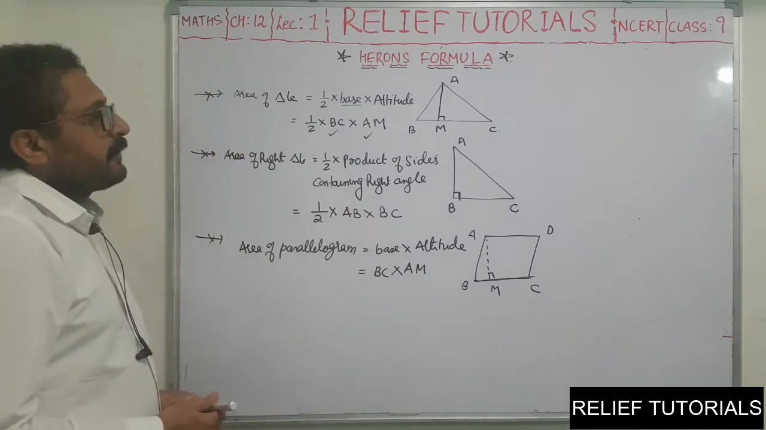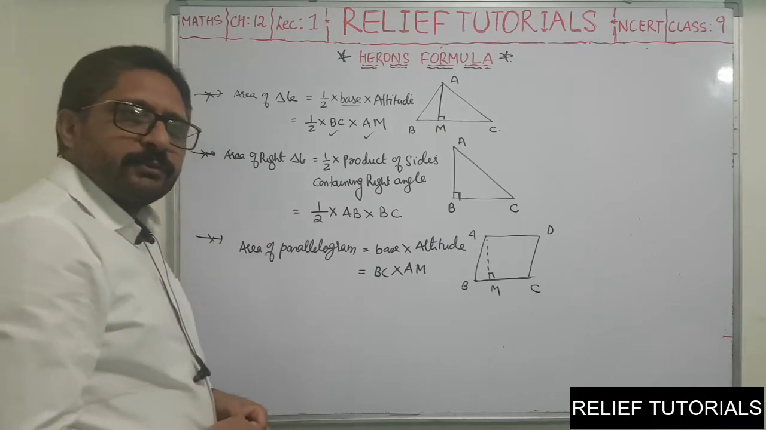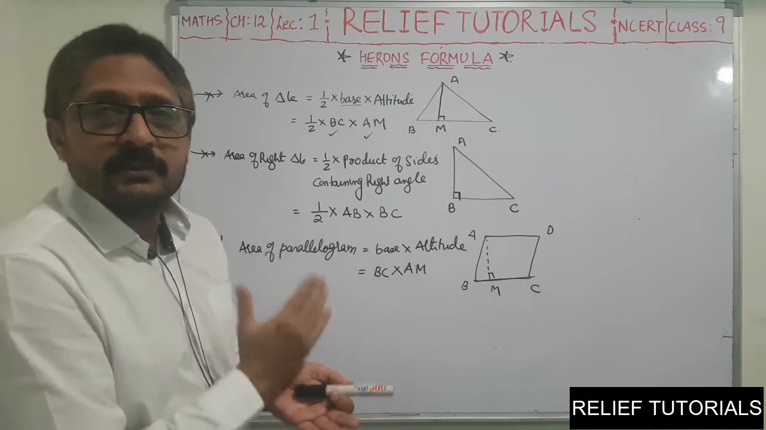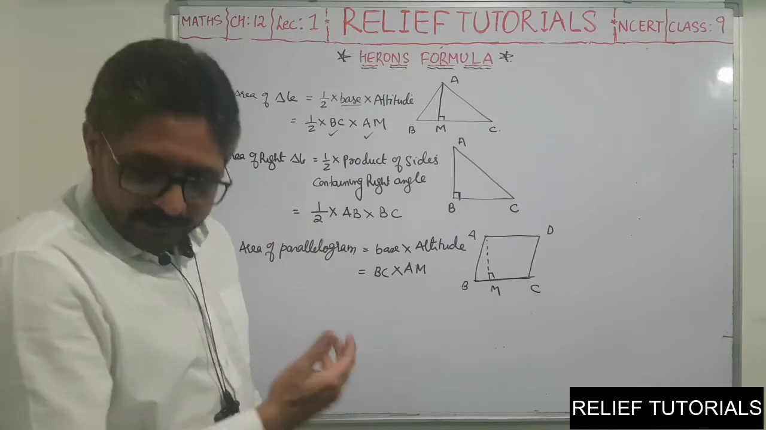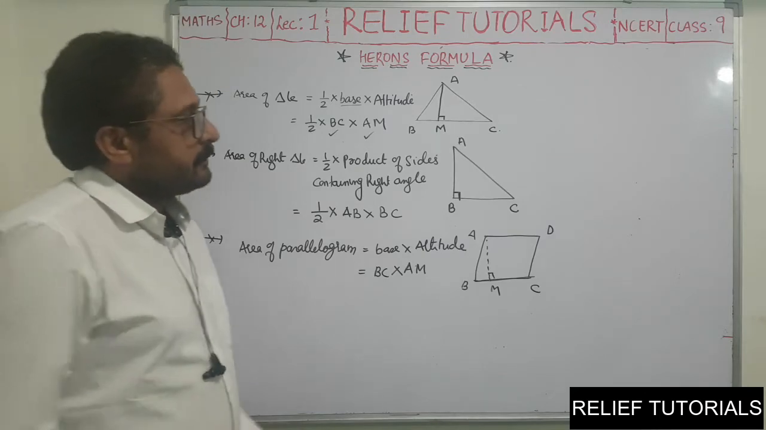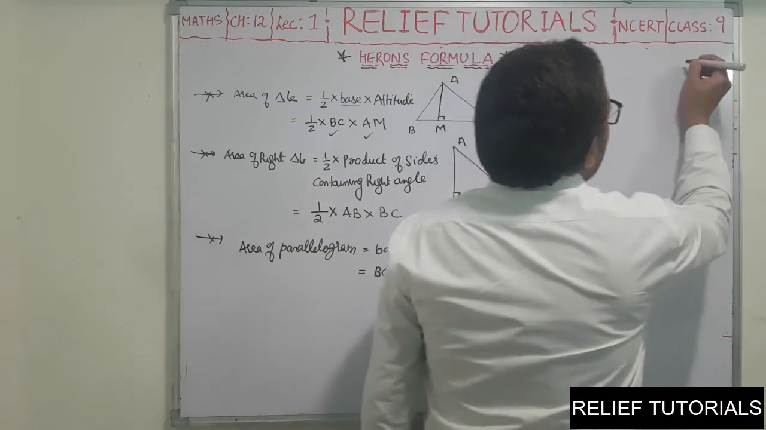So in this way we can find the area of a triangle. So one thing is clear, that in order to find the area of a triangle you require two things: one is the base and one is the corresponding altitude. Okay, now we'll go further. See now, if I take equilateral triangles here.